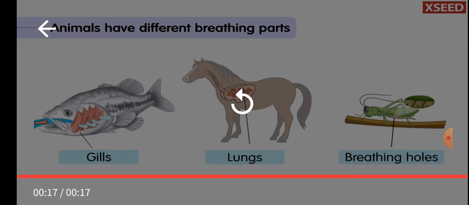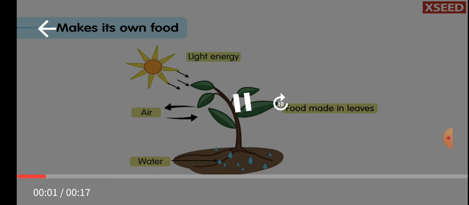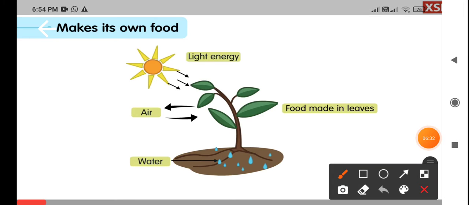So understood, children? How the plants are making their food. They are using sunlight. You learnt in the very beginning class. They are taking light energy. They are taking air. That means they are also breathing. They have small pores on their leaves. With the pores, they are taking air inside.